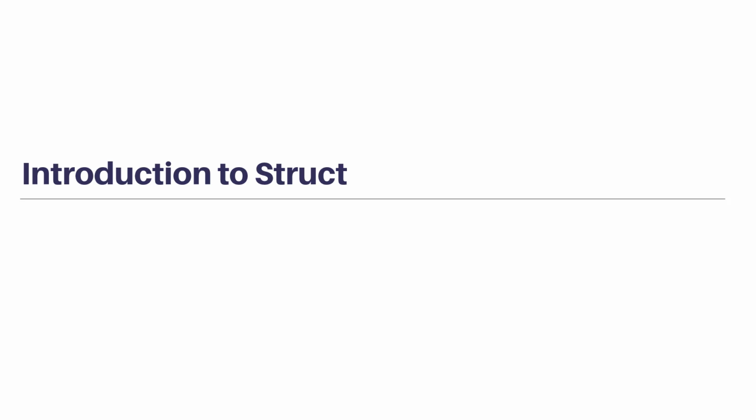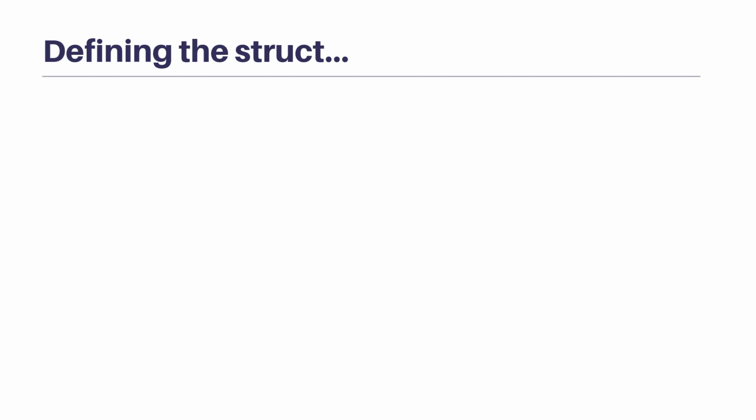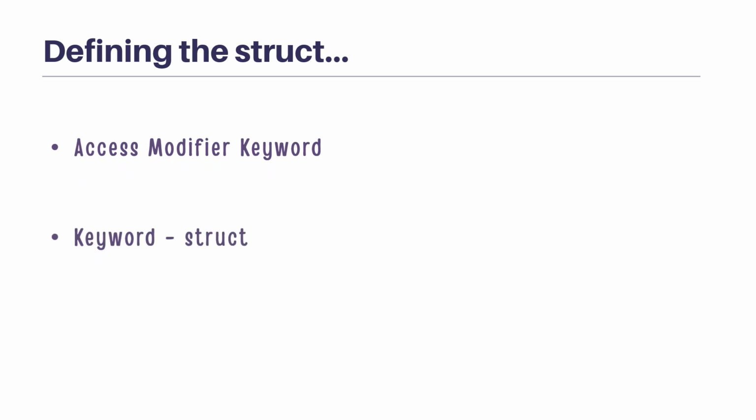Now let's move on. Now let's have a look at what are structures. A structure is basically a value type that can encapsulate data and related functionality. As far as declaration is concerned, the declaration is very similar to class. We can just use access modifier public followed by the keyword which is struct followed by the structure name. In this case, let's say student.